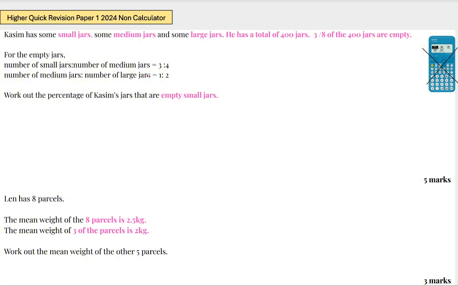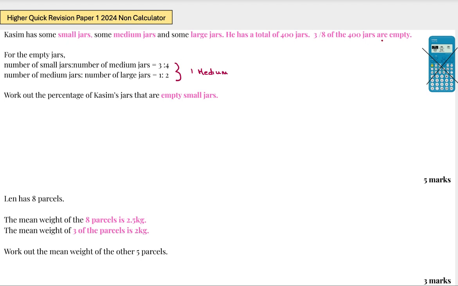For the empty jars, the number of small jars to the number of medium jars is 3 to 4, and the number of medium to large jars is 1 to 2. Now, you may find that confusing because there's two lots of medium, but we are going to just make it smaller, so there's only one medium. That's our objective. Work out the percentage of Kazim's jars that are empty small jars. So that's what we've got to find at the end of this.